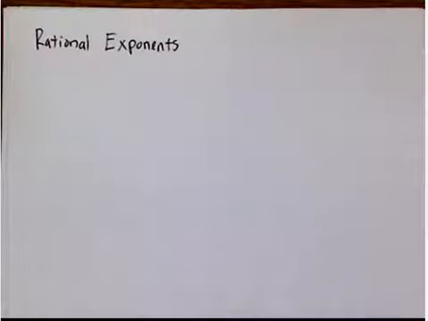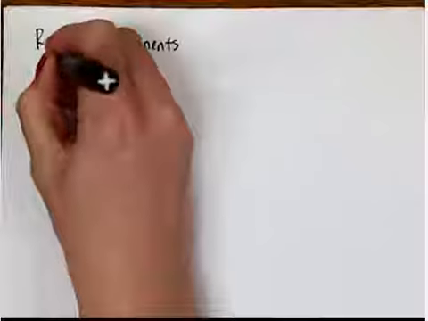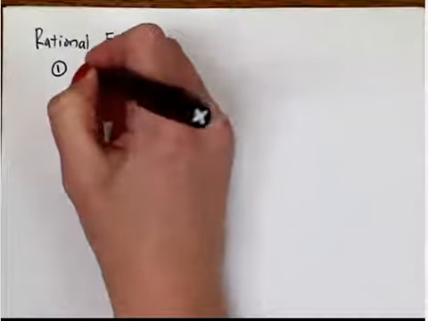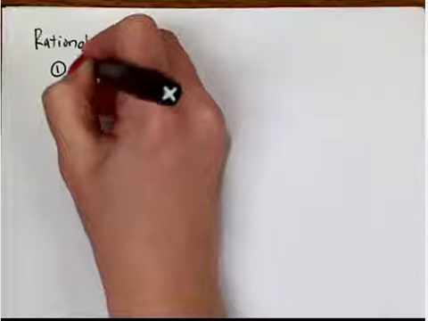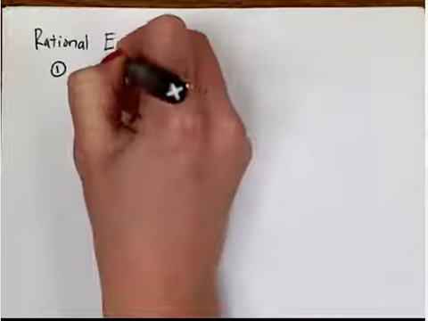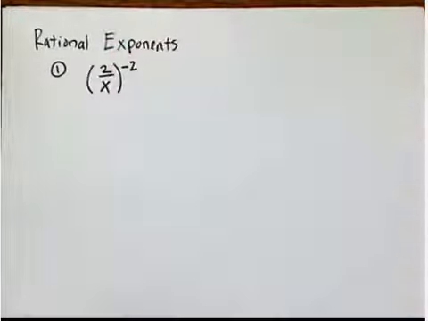Okay, so today we're going to look at some examples with rational exponents. Now, we've already reviewed our basic exponent rules. So the first rule that I want to make sure that you get is the one with the negative. So let's say we have 2 over x to the negative 2 power.